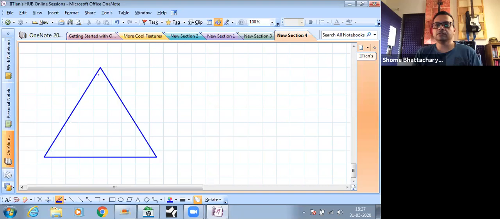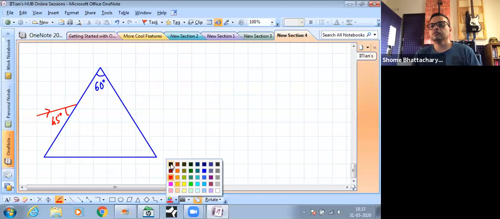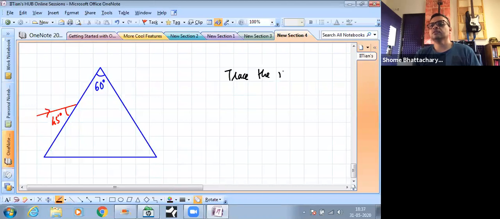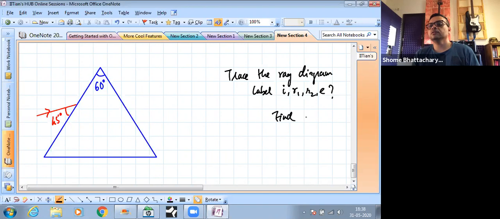Let me say in my example that this angle is 60 degrees and the incidence is happening. Let us say that this angle is 45 degrees. So we want to trace the ray diagram. So in that label I, R1, R2, E, etc. And finally find the angular deviation delta, given that the refractive index of the glass is the standard value 1.5. Okay. Now this is an arbitrary question, so we'll most probably come across angles which are unknown for us, so we'll use a scientific calculator.